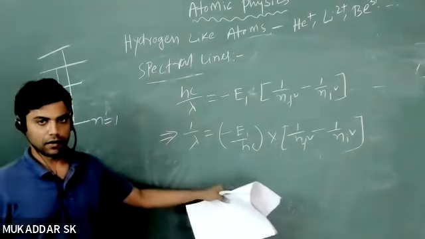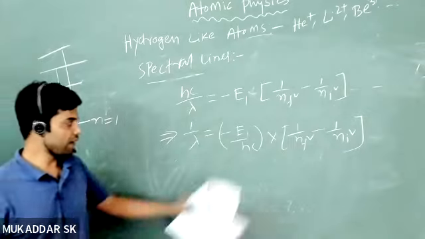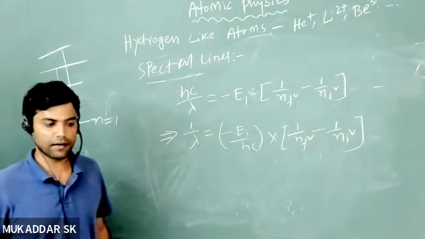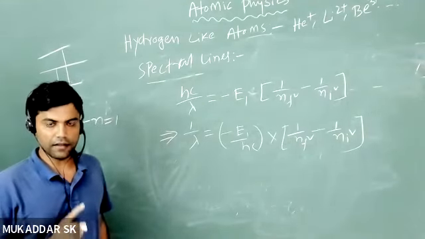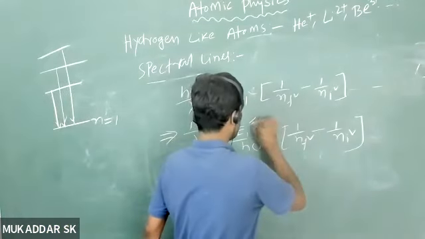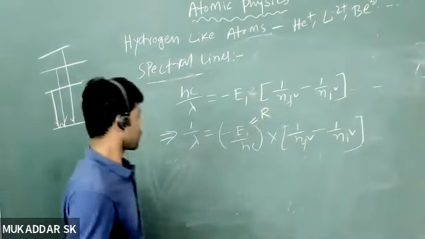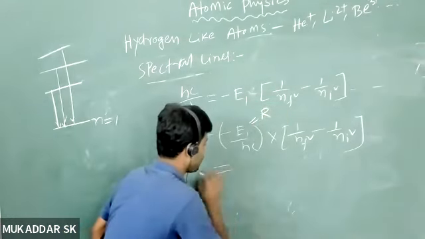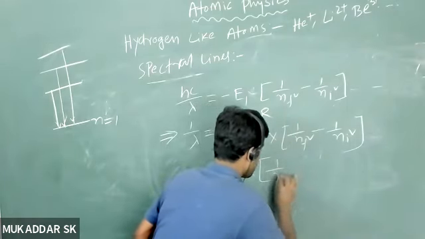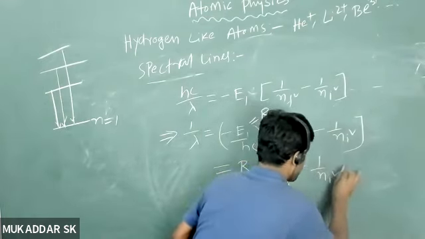Minus E1 by hc. What is this quantity called? Anyone in the class? Minus E1 by hc. This quantity is called Rydberg constant, right? This is known as Rydberg constant. So this quantity minus E1 by hc is basically the Rydberg constant, and it is denoted by R. So what you will get? You will basically get 1 by lambda equals to R into 1 by NF square minus 1 by Ni square.